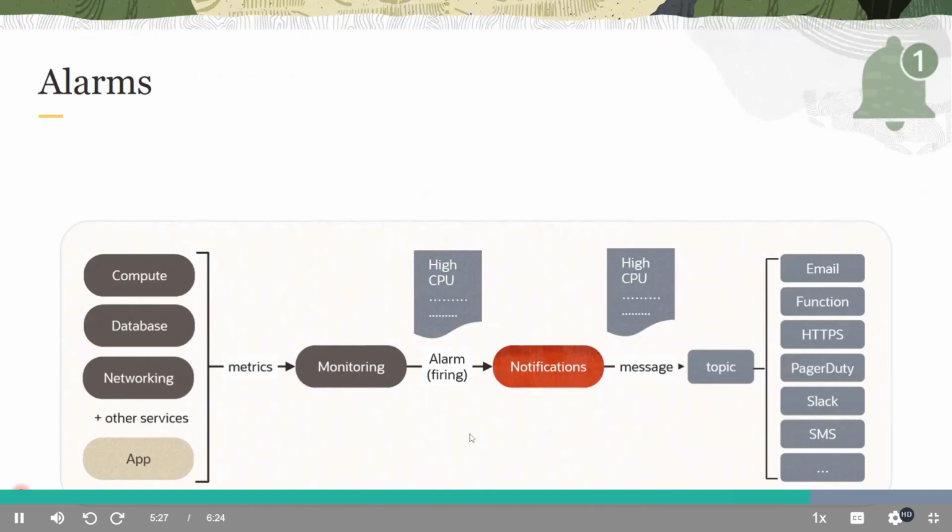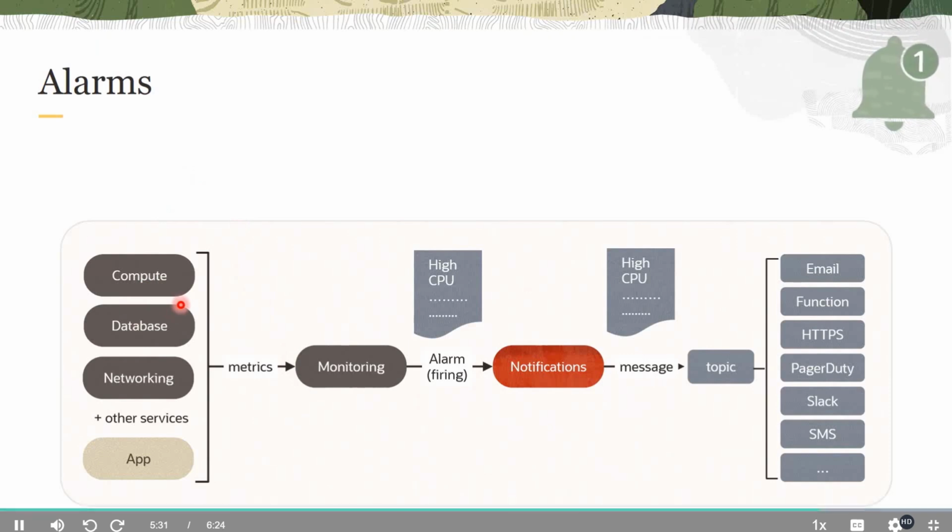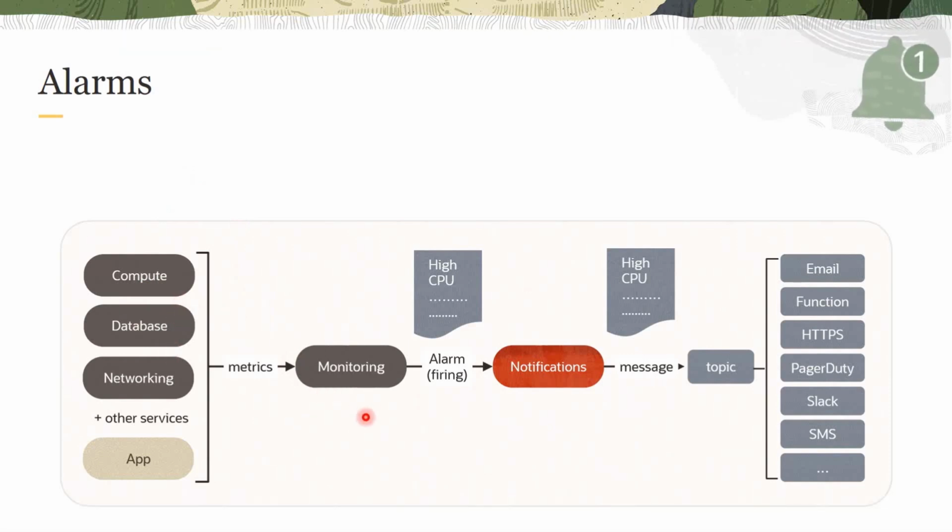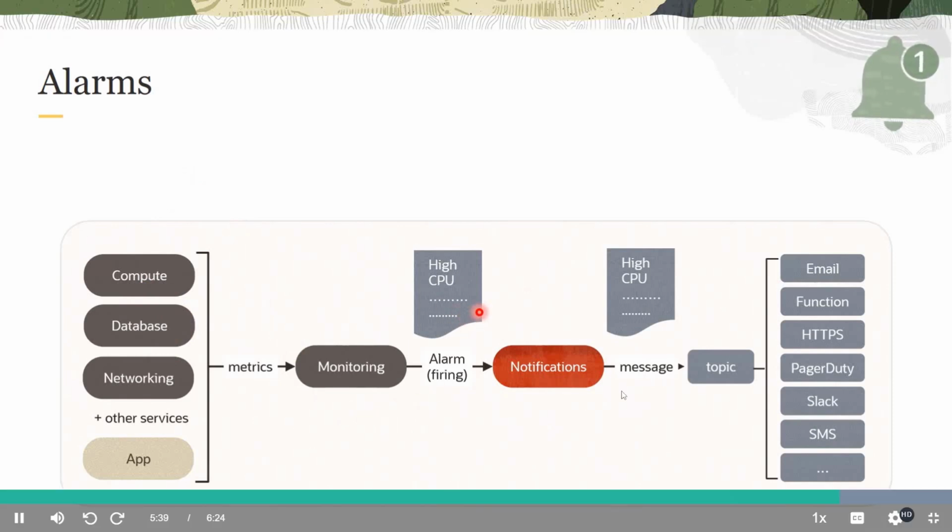As you can see in this particular illustration, you start with a resource which is emitting metric data into the monitoring service, and then if a particular threshold is breached, the alarm is triggered.